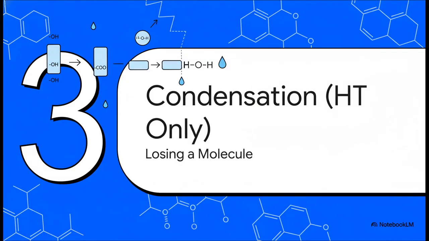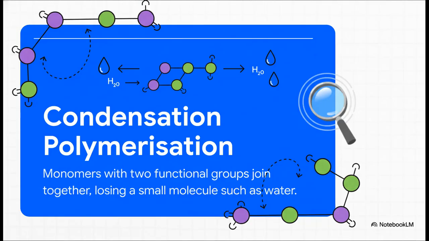Okay, quick heads up. This next bit is for higher tier students only. We're going to look at a slightly more complex process now, called condensation polymerization. So what's the big deal with this one? Well, the key difference is right there in the name. The monomers here have 2 functional groups, and when they react and join together, a small molecule, usually water, is produced and then lost. That's why it's called condensation. That little water molecule is kind of condensed out of the reaction.